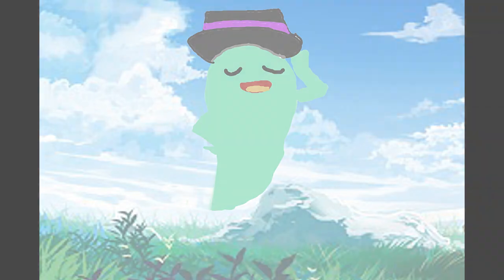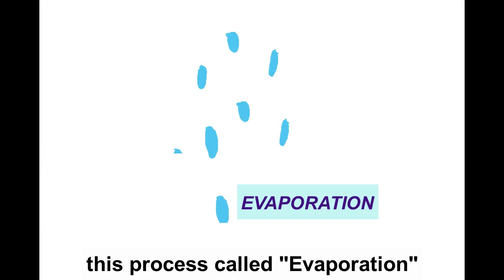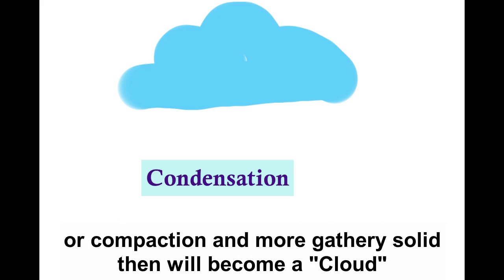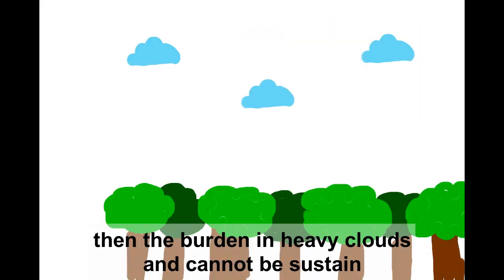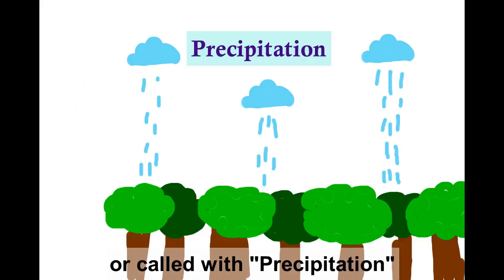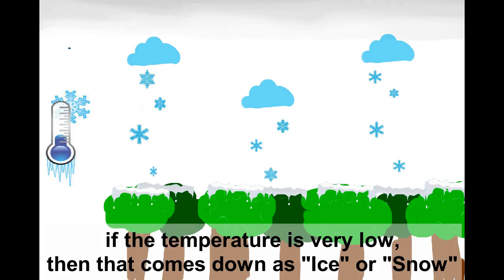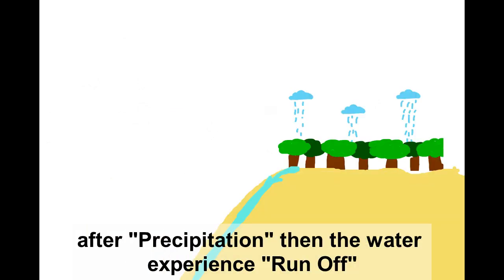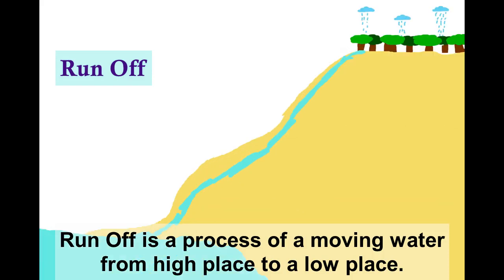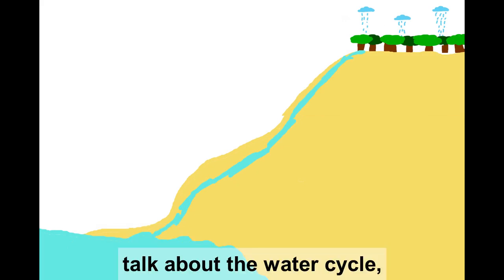The heat of the sun makes the water on the earth evaporate. This process is called evaporation. In the sky, the vapor undergoes condensation, or compaction, and more gaseous solids then will become clouds. Then the burden in heavy clouds cannot be sustained. Eventually, the grains of water fall to the earth, called precipitation. If the temperature is very low, then it comes down as ice or snow. After precipitation, the water experiences runoff. Runoff is a process of moving water from a high place to a low place on the surface of the earth and back to the sea. Talk about the water cycle.